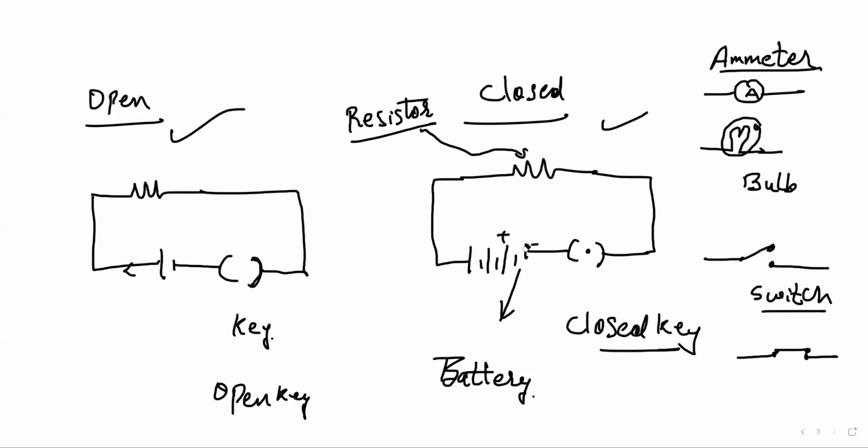Fine? Sir, we can set a voltmeter, we can keep V in place of A, sir. Yeah, so that is a switch. This is open. This is closed. Switch. Now we have one more thing that is left, that is the fuse. V, voltmeter. So even fuse?